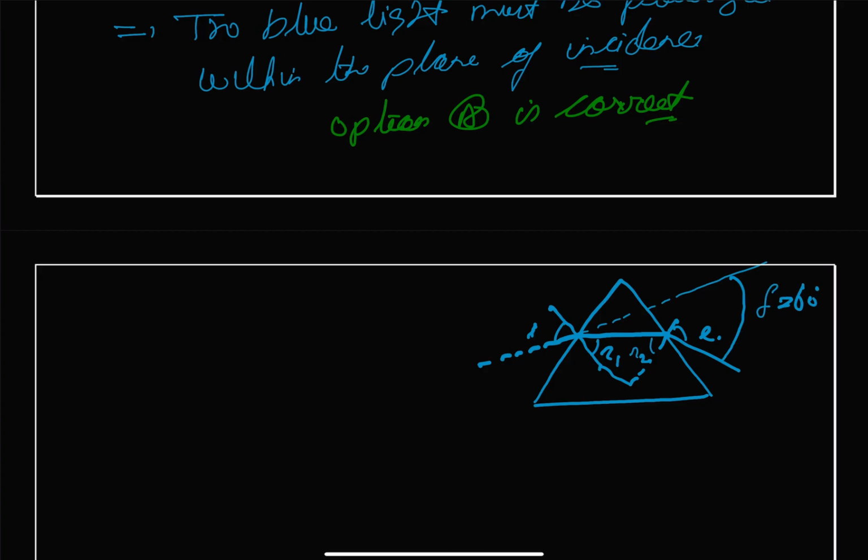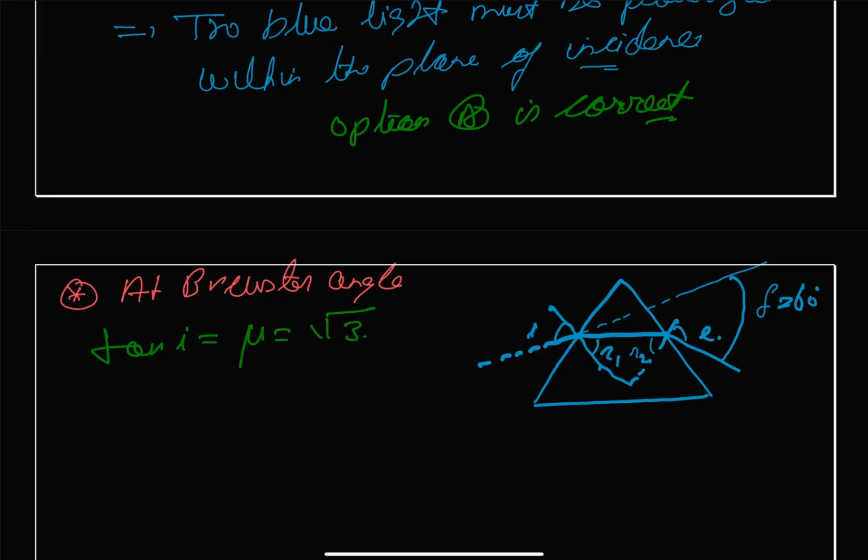Okay. And for Brewster angle, we know that tangent of I is equal to the refractive index, that is our mu. So at Brewster angle, tan I is equal to mu, and that is equal to square root of 3. From here we can easily say that our I is equal to 60 degree.